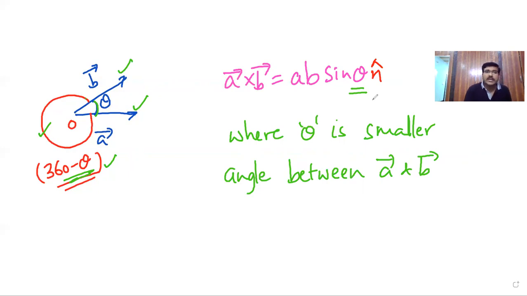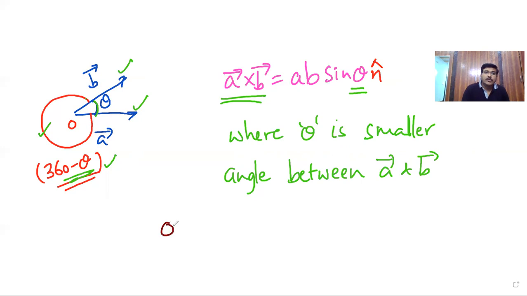So in calculating the vector product, we must take the smaller angle, not the larger angle, 360 minus theta. And be careful, the direction N cap is very, very important. Understand? Now, how do we find the direction of this cross product vector? Because A bar cross B bar is a vector.